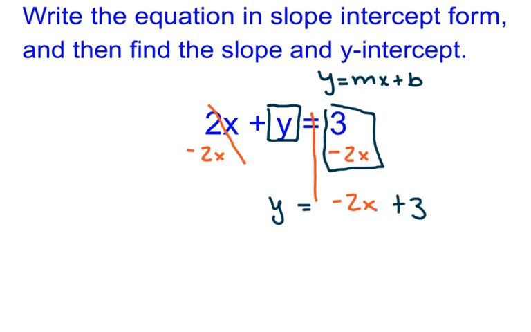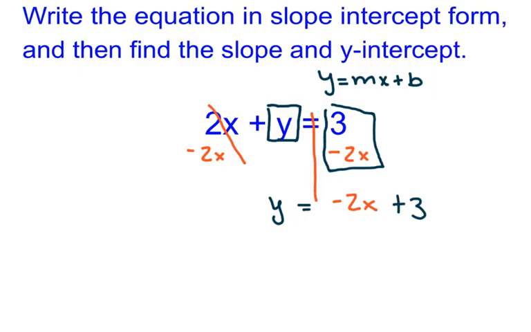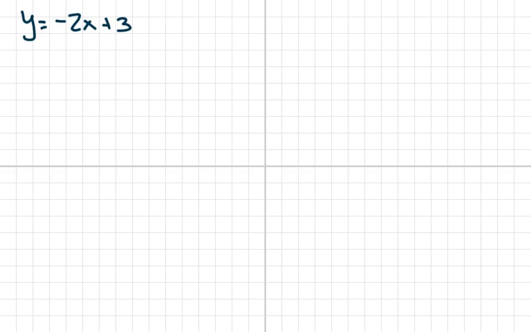Okay, so now we want to graph that. So our equation was y equals negative 2x plus 3. And just like whenever we're graphing, we want to pick out our slope, which is negative 2, and then we turn it into a fraction, and our y-intercept is 3. So this is a good review for graphing.